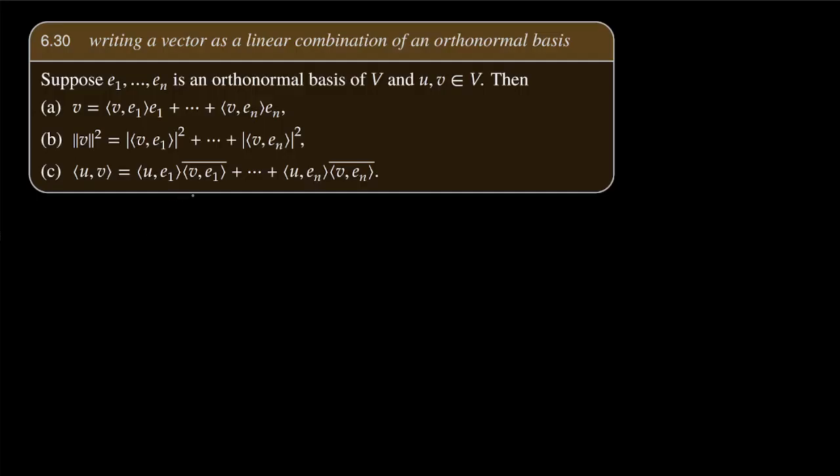Okay, here's what we're going to do with this. We're going to prove a bunch of facts. If we've got a list E1 through En that is a basis of V and is orthonormal as well, pairwise orthogonal, norm 1, that is, if it's an orthonormal basis of V, and U and V are two vectors in V, then we have all of these statements. First off, for any vector V, you can write it as a linear combination of the elements of this basis, obviously, but the coefficients are just the inner products of V with the corresponding basis element.